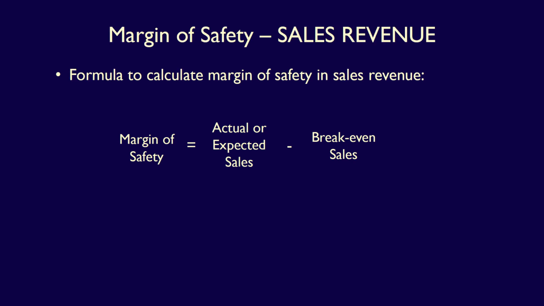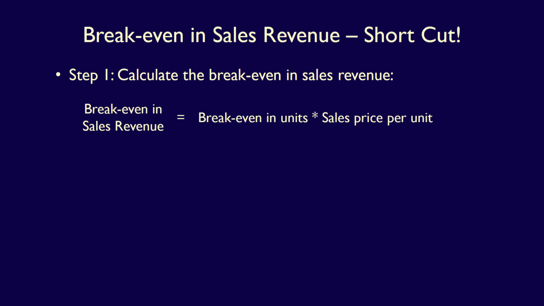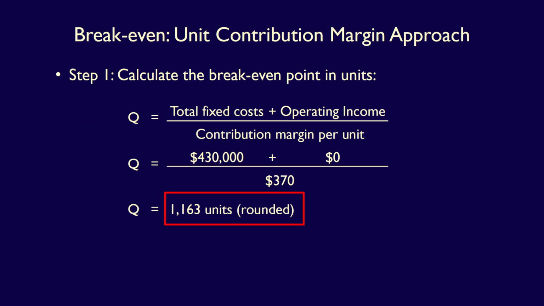We can also express the margin of safety in sales revenue. Again, we'll use David Inc. and the formula. Step 1 is to calculate the break-even in sales revenue. We can use a shortcut to calculate this. Break-even in sales revenue is equal to break-even in units, which we already have, multiplied by the sales price per unit. David Inc.'s break-even in units is 1,163 units, rounded.